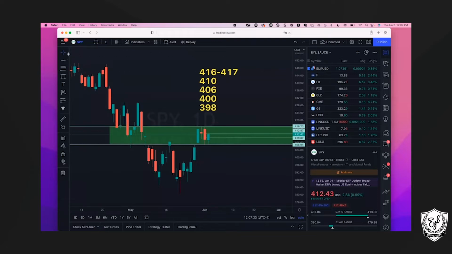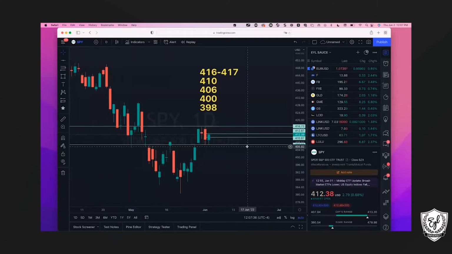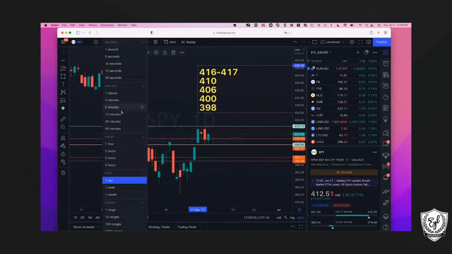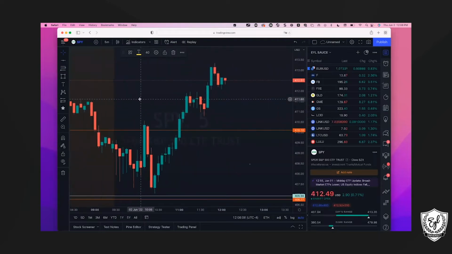Now, if we just quickly take away the rectangle, again, I have my 416. I'm going to remove this right here, and I'm going to add the levels that I provided, which is also the 410, right? Let's also add the 406 is already here. And on top of that, let's also add the 400, which is back down here. And then we'll put the 398. Now, if we go down to the 5-minute time frame, I'm going to show you why these levels are critical, right?